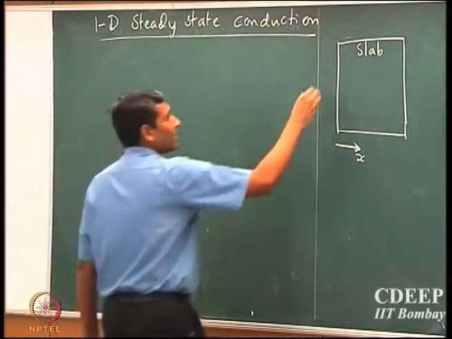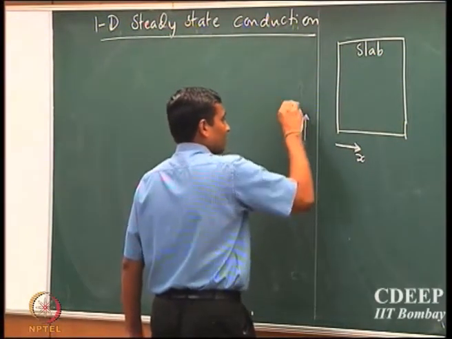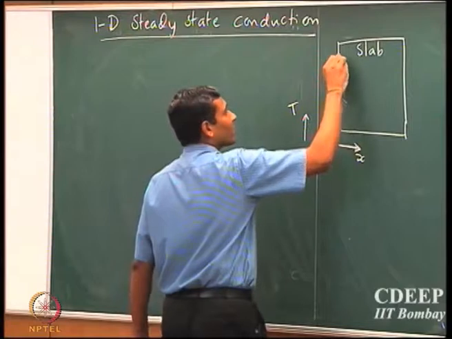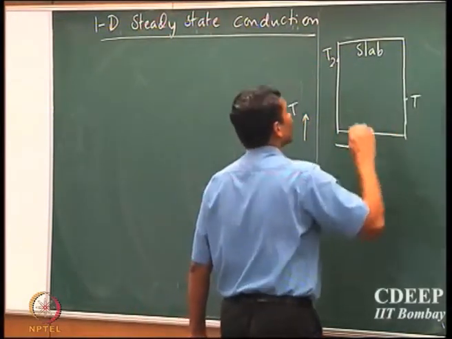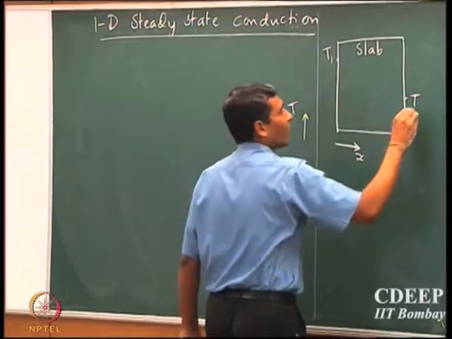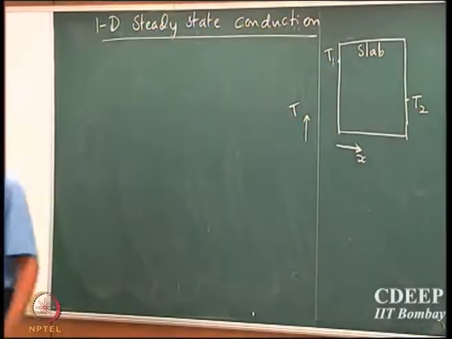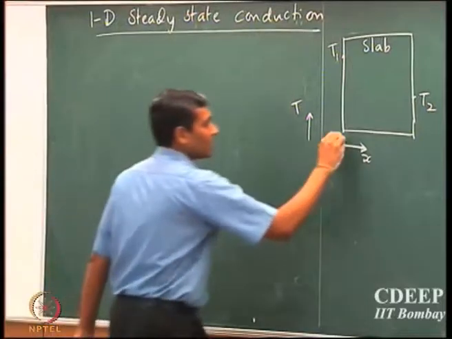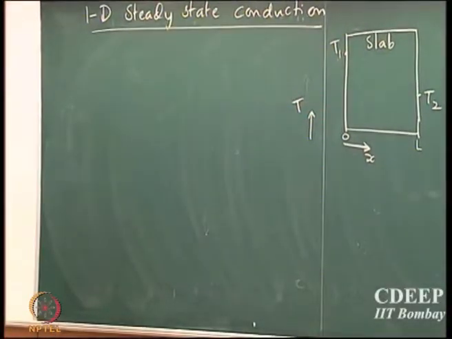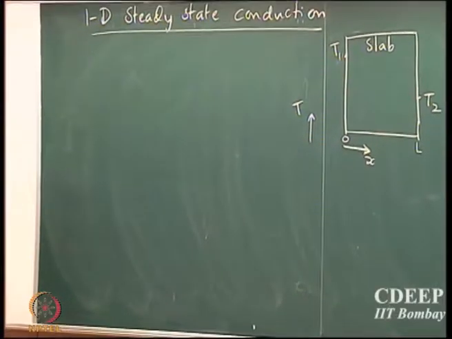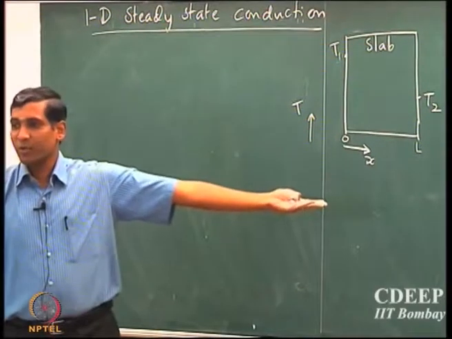And if we assume that, so this is the temperature axis. So if the temperature here is T1 and the temperature here is T2, then at x equal to 0, the temperature is T1, and at x equal to L, the temperature is T2. So what is the energy balance for this?